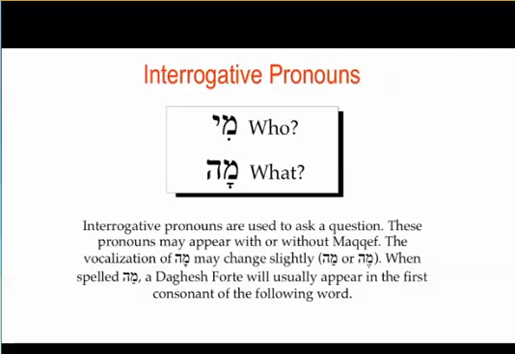Mi, meaning who, and ma, meaning what. Mi and ma. Now these interrogatives are used to introduce questions, and they may be spelled either with or without the maqqef. There are a couple of different spelling options, but we'll cover those later. All right? Let's look at some examples.